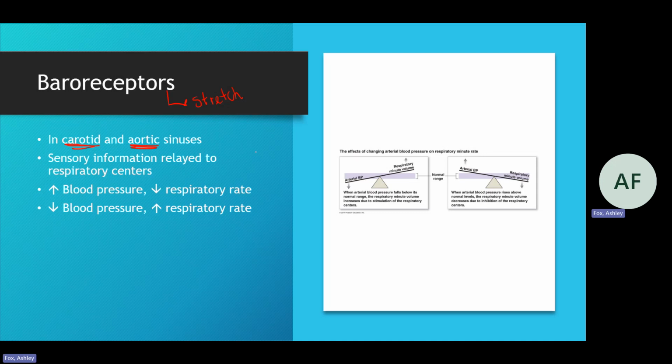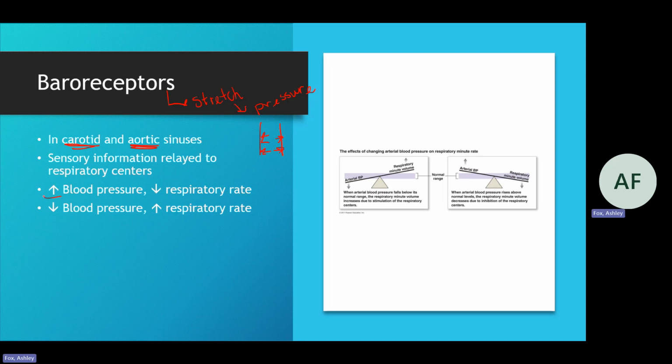If they're in sinuses in the aorta and the carotids, they're going to sense increased pressure or increased stretch. Remember, these are elastic arteries that can be stretched out and then collapse on themselves. So when it's stretched further, there's more pressure. So this is looking at blood pressure.